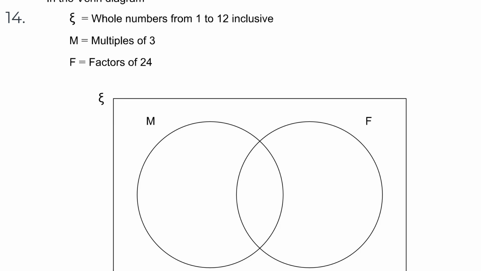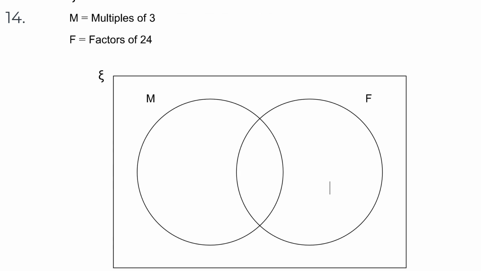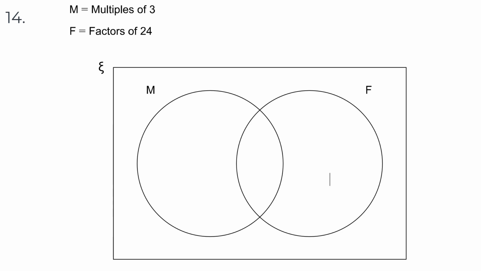Right, so let's go through the numbers 1 to 12 and decide whether or not they're multiples of 3 or factors of 24. Okay, 1. The number 1 is not a multiple of 3, it's not in the 3 times table, but it is a factor of 24. All numbers have 1 as a factor. So our first element I'm going to put in there. I put a little dot next to it to show it's an element and not the number of things in that region.